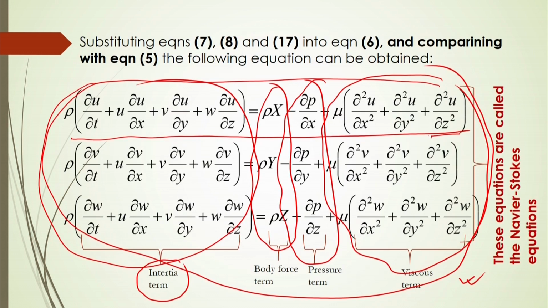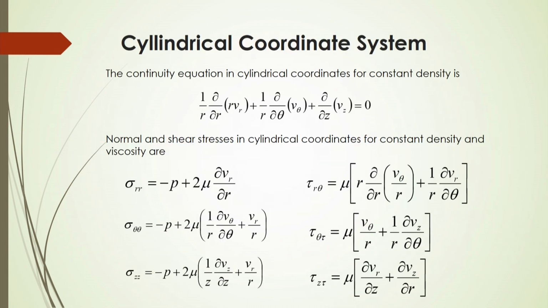And this Navier-Stokes equation can also be represented by other systems like the cylindrical coordinate system. So, in that case it will be represented by this equation, and in that case sigma rr in the cylindrical coordinates direction, and this one sigma theta theta, sigma zz, and tau r theta, tau theta z, and tau zr.